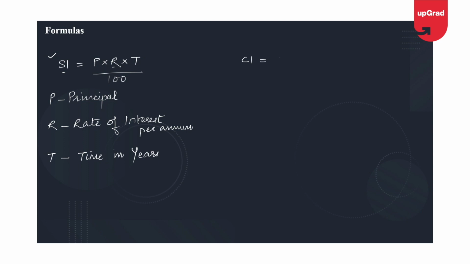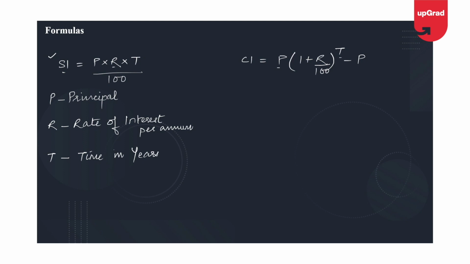Let's talk about compound interest now. Now this looks a little different. It is equal to P multiplied by 1 plus R to the whole power T minus P. Yes, this is the formula for compound interest, where P stands for principal, R stands for rate of interest per annum, and T stands for time in years. Again, since this R is in percentage, when I remove the percent sign, I have to put 100 in the denominator.